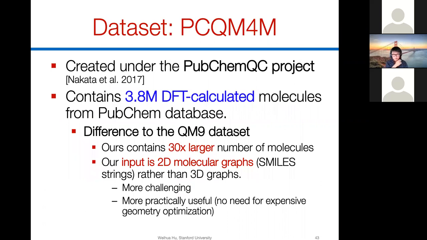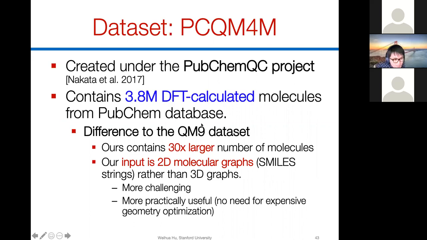To do this, we introduced PCQM4M. It's created under a very cool project called PubChemQC, developed in Japan, and it contains 3.8 million DFT-calculated molecules from the chemistry database called PubChem. This is a very large data set, and it takes a year of compute on a very large cluster, so it costs a lot to produce. But once it is produced, we have a huge opportunity to train machine learning models on it, so that these much cheaper models can be deployed on even larger molecules on which DFT has not been performed before.